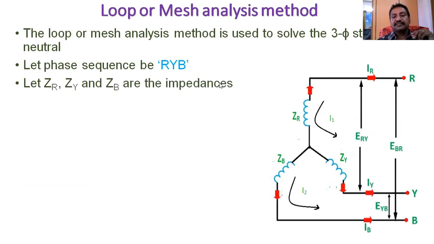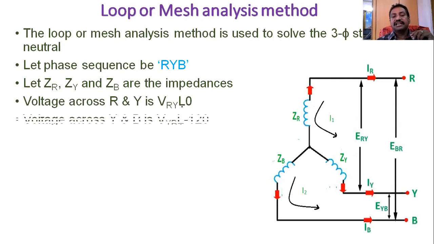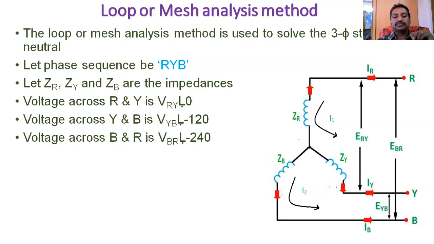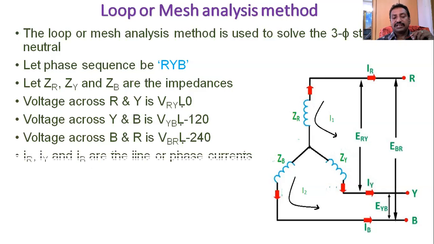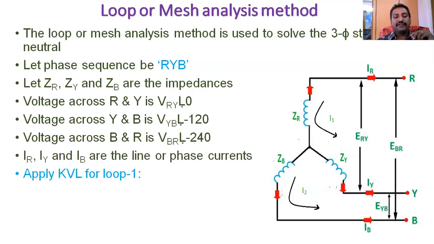Here let ZR, ZY, ZB be the impedances. Okay, fine. The voltage across R and Y is VRY at an angle 0. Voltage across Y and B, VYB at an angle minus 120. Voltage across B and R is VBR at an angle of minus 240. Now, IR, IY and IB are the line or phase currents. In star, both are the same. Now apply KVL for loop 1.